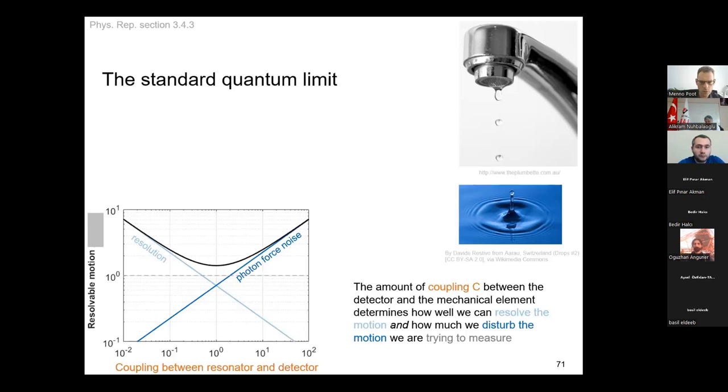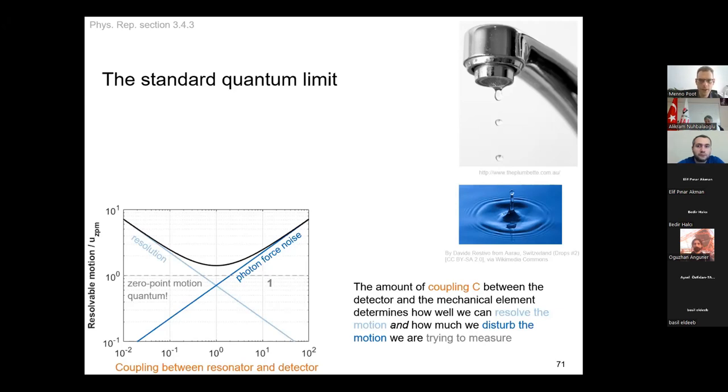And what kind of motion is it? Well, the motion that we're trying to measure. And in this case, you can see that's highlighted in gray. So what is now this resolvable motion, and why is there still this gray box? Well, when you analyze the standard quantum limit from a mathematical point of view, you will see that this is actually the resolvable motion expressed in units of the zero point motion. So in this case, we see that this gray line is at 1, meaning this line is actually representing the zero point motion. And that is why this is called the standard quantum limit.